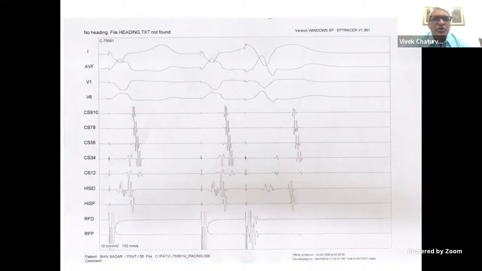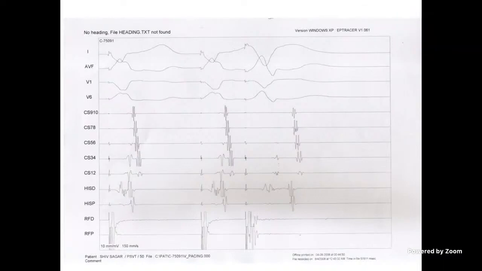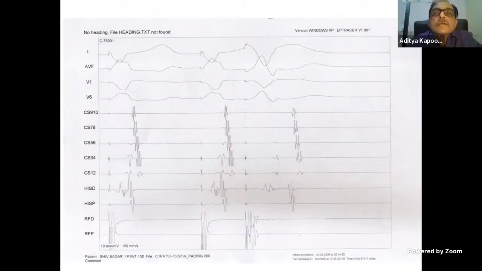Dr. Aditya, can you put your pointer and show them the AVF QRS signal? I think they are probably confused because it's at higher speed. My pointer has got disconnected, it stopped working. Sir, it appears to be the high septal part of the RV because AVF is positive. So AVF is positive, no?